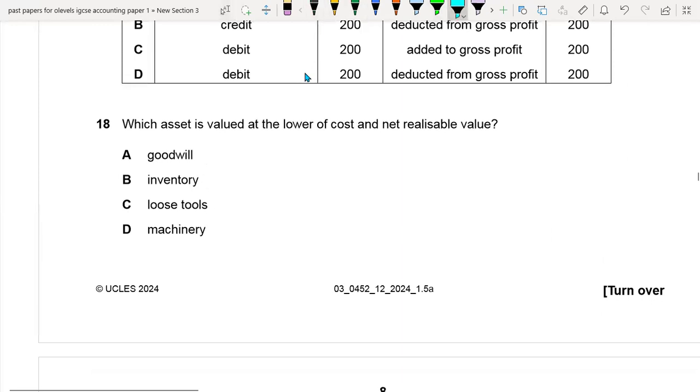So question number 18. Which asset is valued at the lower of cost and NRV? So we know, simple, this is the inventory.